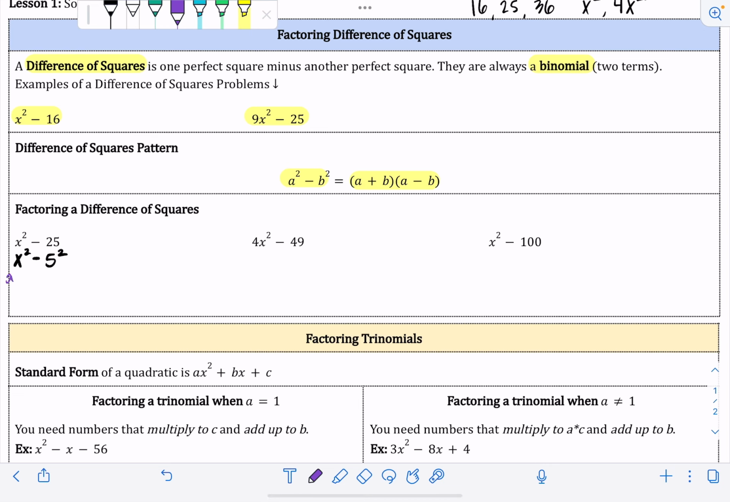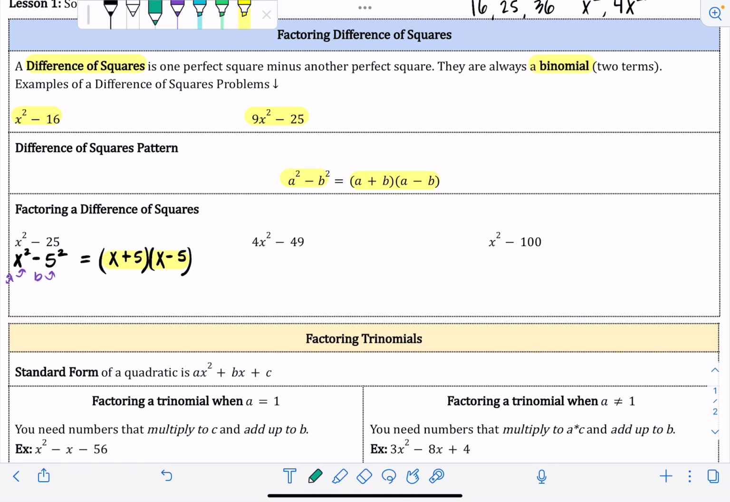A is always the first part, that's the x, and b is always the second part, that is the 5. So my a is x, my b is 5, and I just get to plug those in exactly for a and b. The x's will go there in the pattern, and then 5's will go in where the b is, and I just keep these signs the same. So my pattern has parentheses. It's going to be a plus b, which is x plus 5, and then a minus b, which is x minus 5. And then final answer, x plus 5 times x minus 5, and you can always check it by foiling.